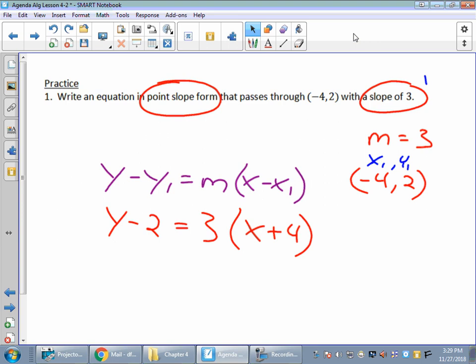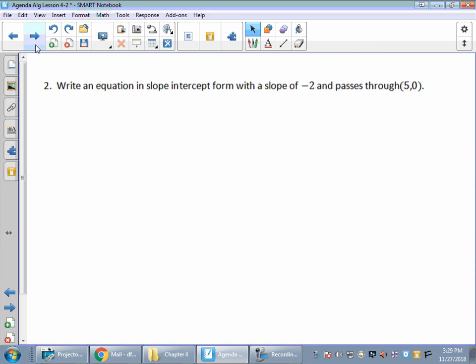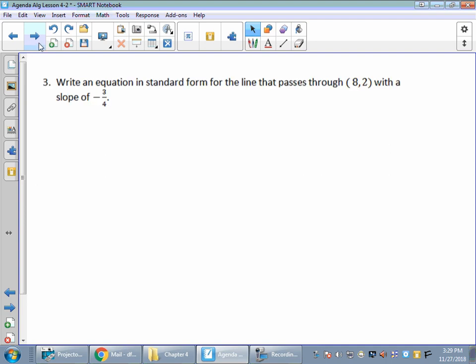That's kind of an easy one because all the information was given to us there, and it was pretty simple once we plugged in the answers. And they wanted it in point slope form. Let's do one that's not as easy. This one was pretty easy too because they give you a lot of information. They just want slope-intercept. So let's skip 2 and come back to it, and we'll go with number 3.